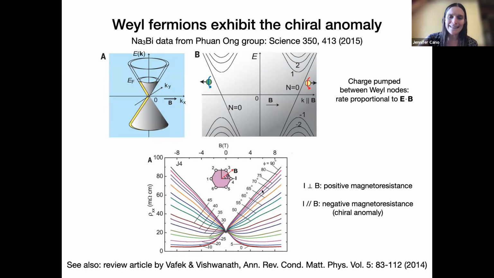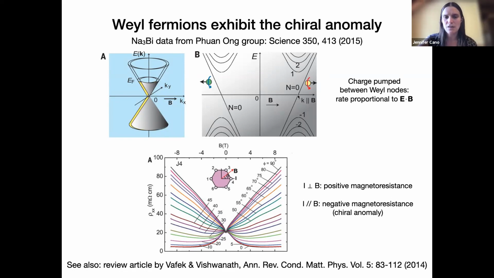And so when E is parallel to B, that's like these 0 degree plots. Then what happens to the magnetoresistance is that as you increase the magnetic field, the resistance decreases, which means conductance is increasing. And so that conduction is exactly the conduction that's resulting from this E dot B term. And this is called the chiral anomaly because what it means is that left and right fermions are not conserved. That's basically the definition of chiral anomaly.